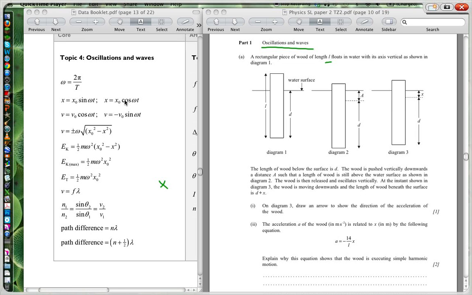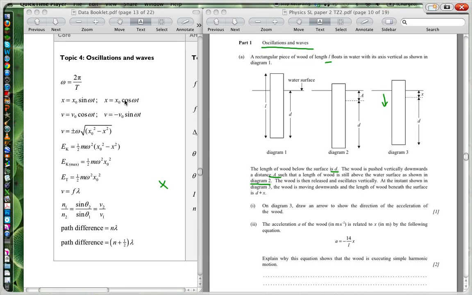Then it says the length of wood below the surface is D. The wood is pushed vertically downwards a distance A such that the length of the wood is still above the water surface, as shown in diagram 2. The wood is then released and oscillates vertically. At the same instant shown in diagram 3, the wood is moving downwards, and the length of the wood beneath the surface is D plus X.